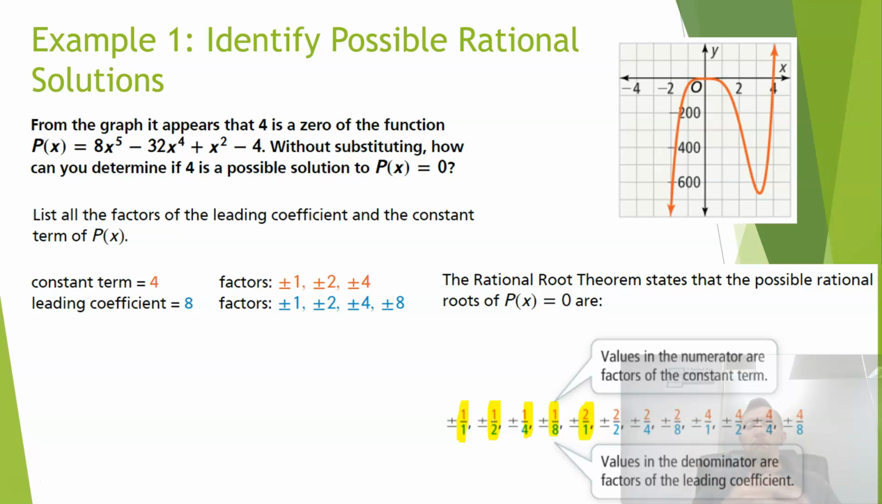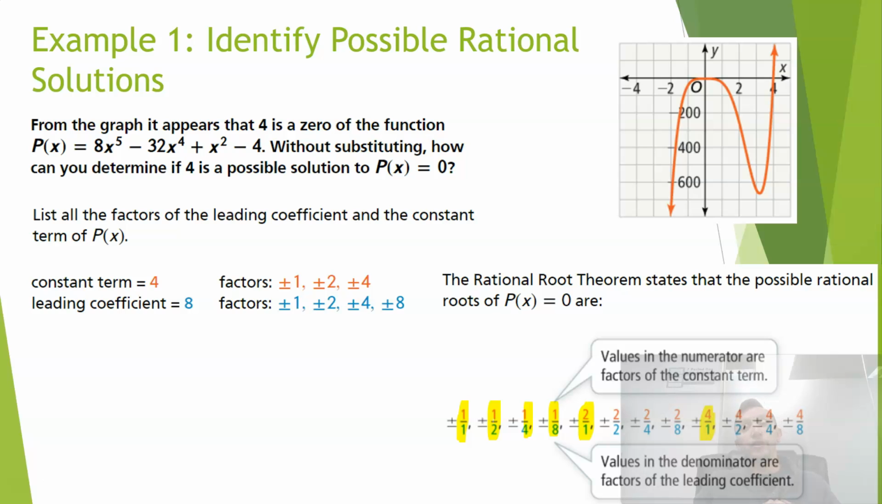2 fourths. Yeah, we'd get 2 fourths, but 2 fourths is the same as 1/2, so no need to write that down again. 2 eighths. 2 eighths reduces to 1/4. We already have that written down, so we don't have to deal with that one. 4 over 1 is the same as 4, so that's a unique one. We haven't seen that one yet.